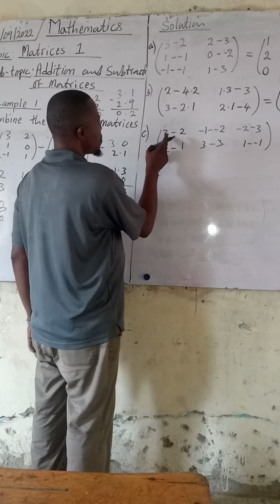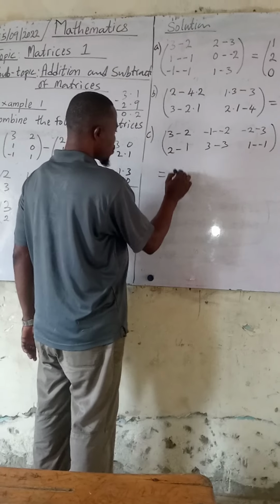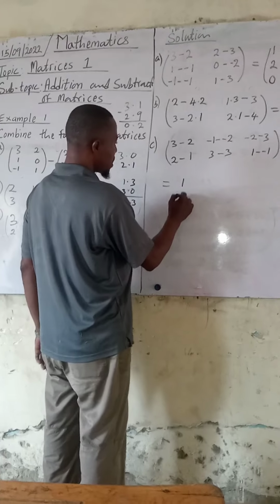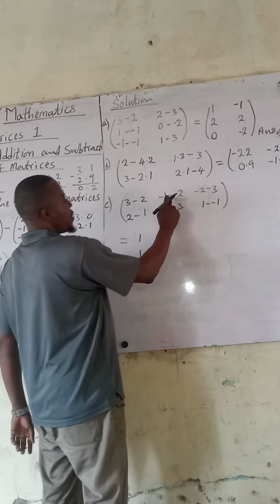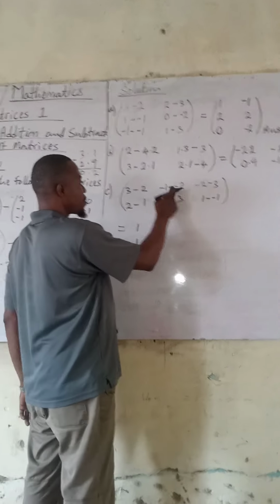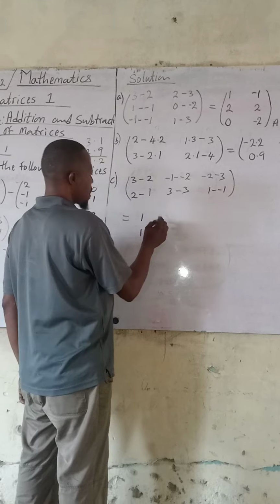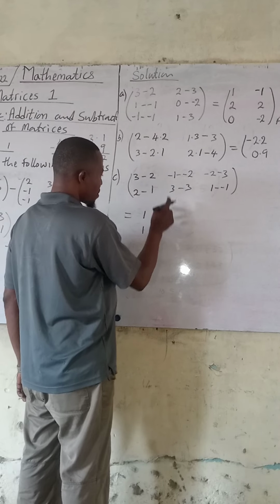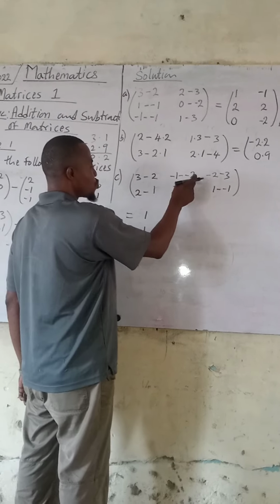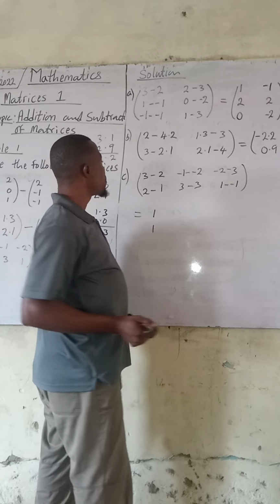equals 3 minus 2, it will give us 1. 2 minus 1, 1. Now minus times minus will give us plus. Minus 1 plus 2, it will give us what? Minus 1 plus 2. Stop, please start again.